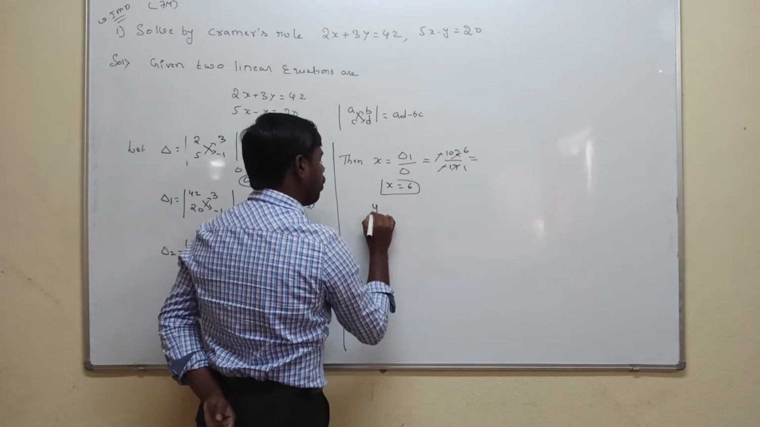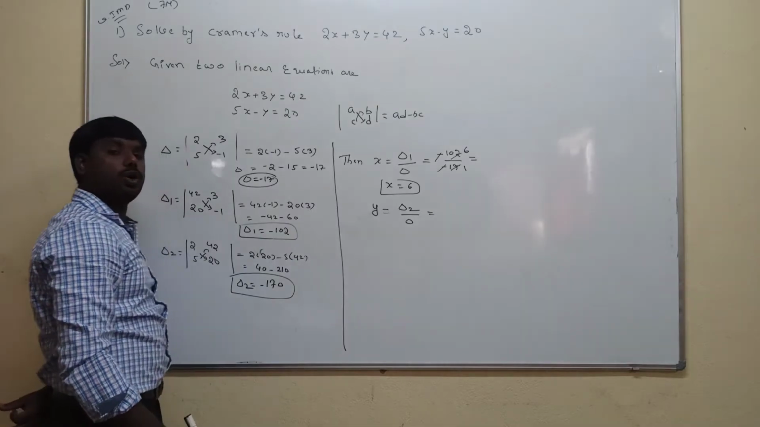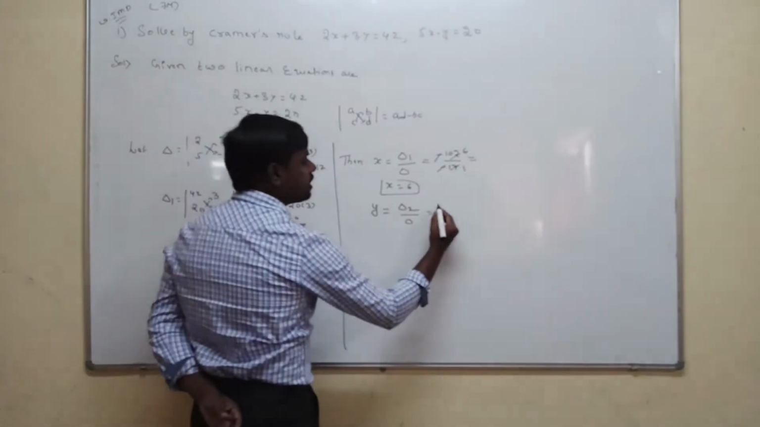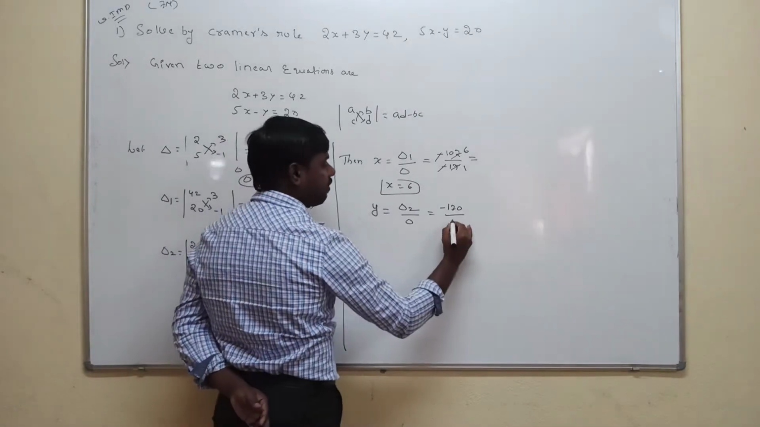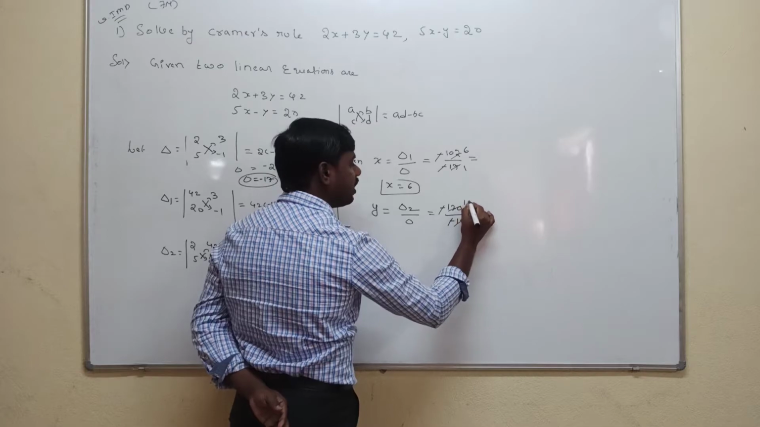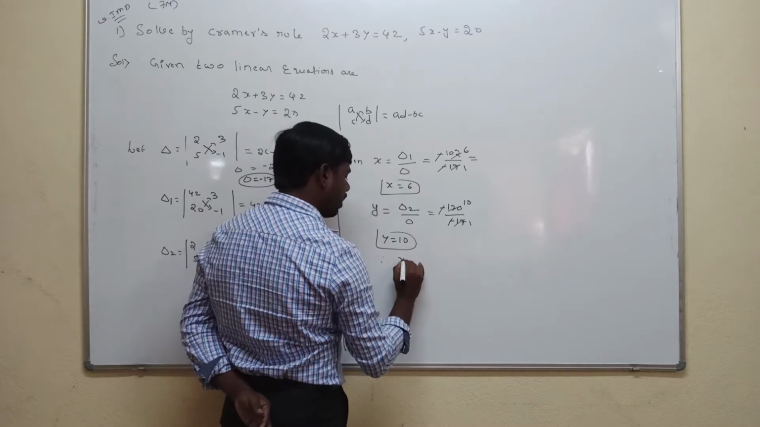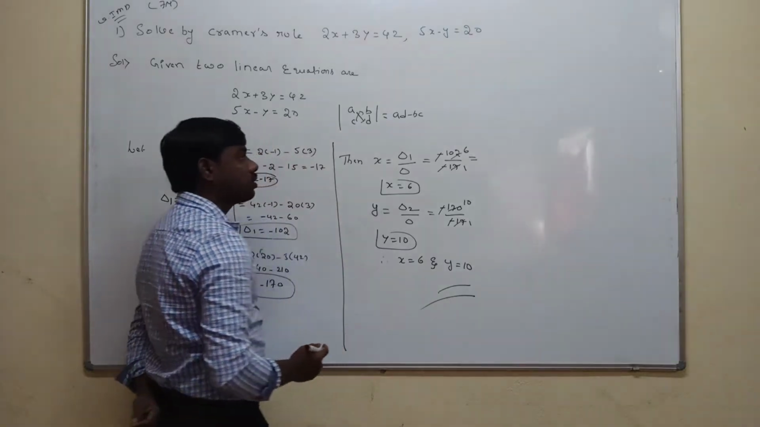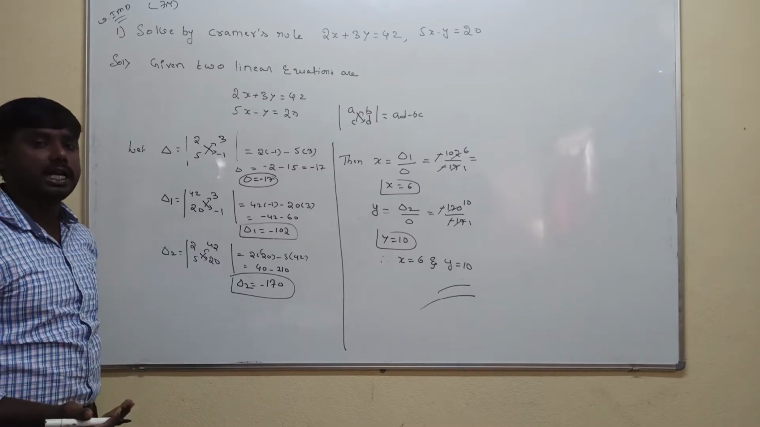Next, what is the y value? y is equal to delta 2 by delta. What is the delta 2 value? Minus 170. Delta is minus 17. Now the minus signs cancel. 17 times 10 is 170, so y is equal to 10. Finally we got x is equal to 6 and y is equal to 10. Now you have understood how to take delta, how to take delta 1, and how to take delta 2.